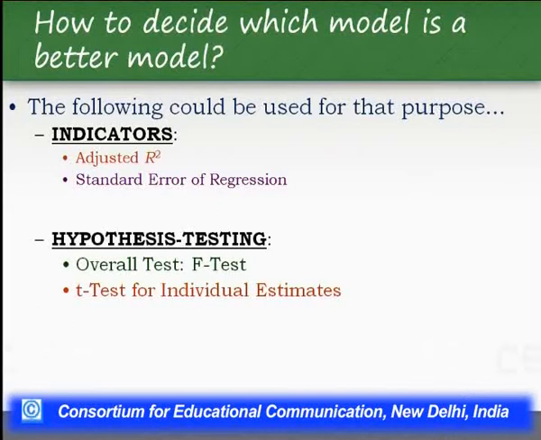So now, coming to the following, which could be used to find out which model is a better model. Suppose we have two models in front of us, model 1 and model 2. Which one is a better model, model 1 or 2? So we have to see two indicators. The first is the adjusted R square, and the second is the standard error of regression. And of course, when you are doing hypothesis testing, you have to see the overall F statistic followed by the T test for the individual estimates.